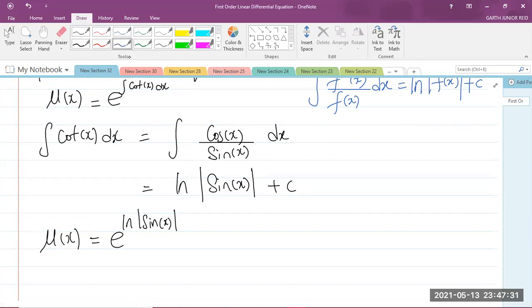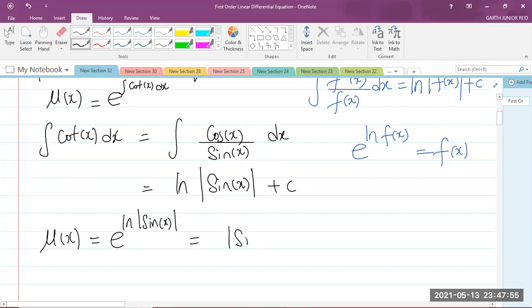And there's another law in algebra, which says e to the ln of f of x is equal to f of x. So with that being said, e to the ln absolute value of sine x is equal to the absolute value of sine x. And the absolute value of sine x is just equal to plus or minus sine x.